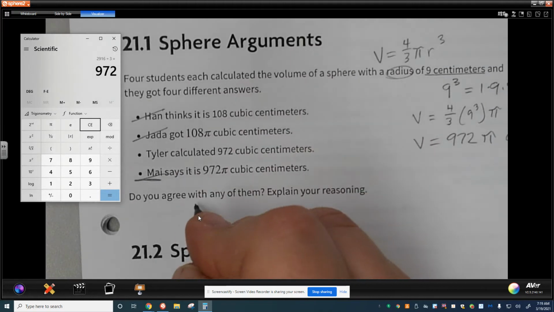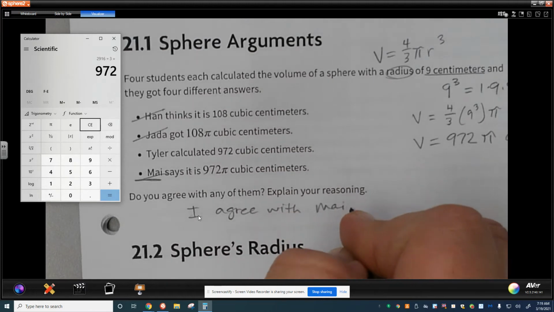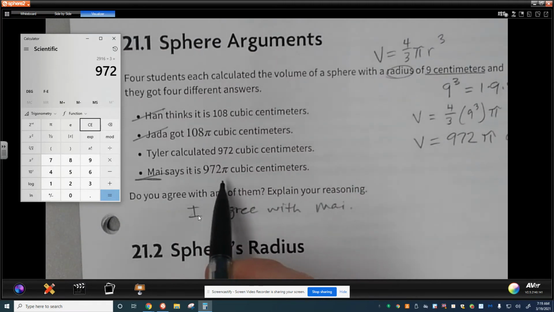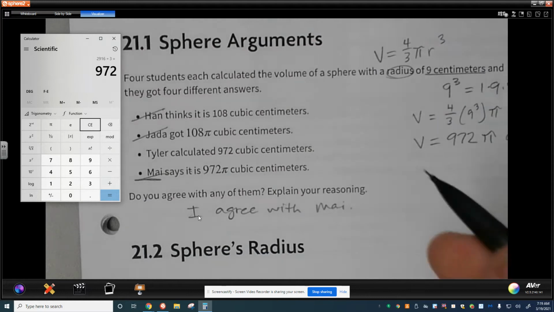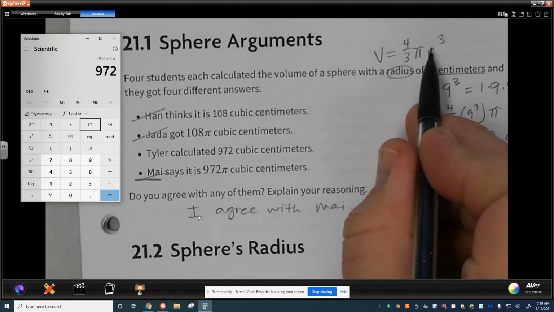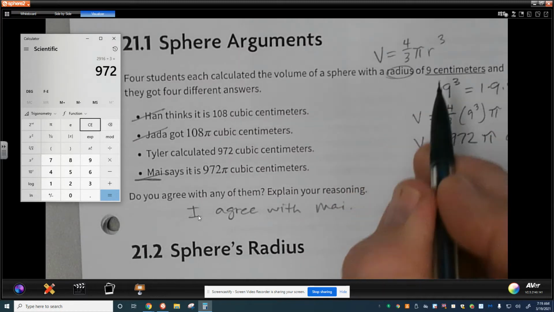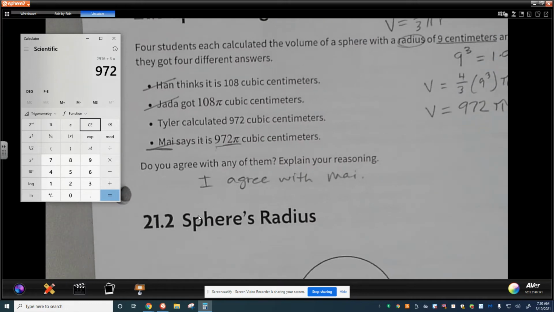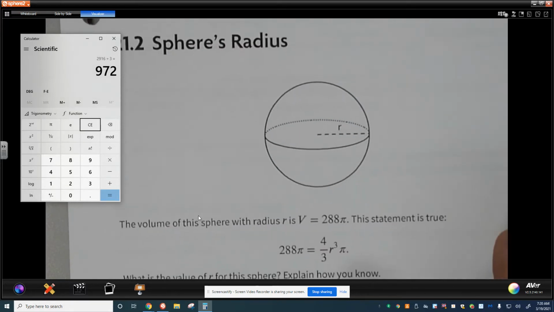Do you agree with any of them? I agree with May. Tyler must have forgotten to multiply by pi or something like that, but I agree with May. May, explain your reasoning. My reasoning would be when substituting the value of 9 centimeters into the radius for the volume of the sphere, the calculation comes out correct. So that's, again, the whole thing with explanation, explaining that piece that we're going to be dealing with.